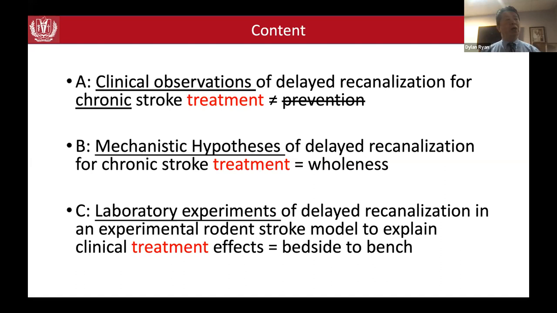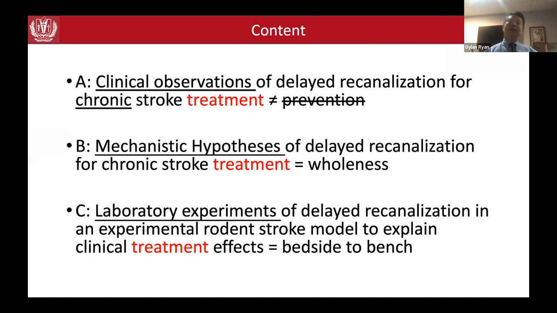The second part is the mechanistic hypothesis. I want to emphasize one thing, the wholeness. When you have a major vessel occluded, you are not whole anymore. You have one region of the brain that needs blood supply. So when we reopen the vessel, we make men whole. Why do I say that? Because I'm from Loma Linda, and Loma Linda's logo is to make man whole. So I make my dean happy when I say that.